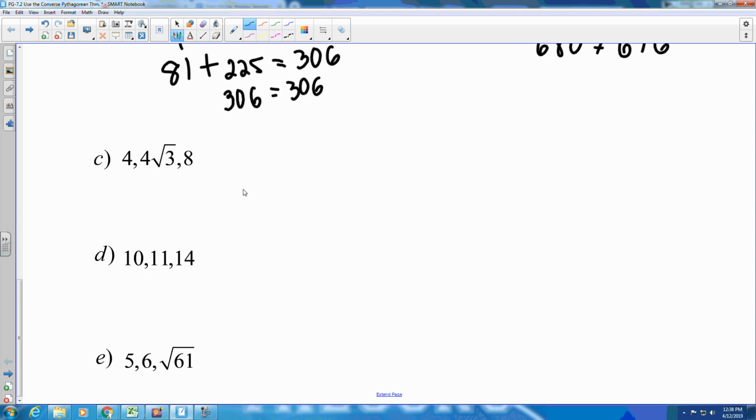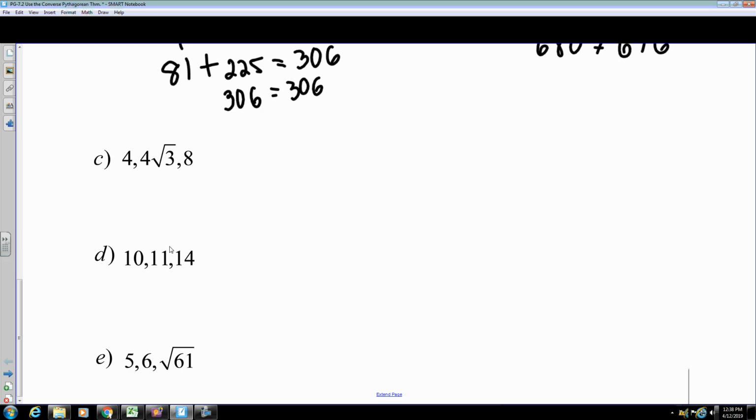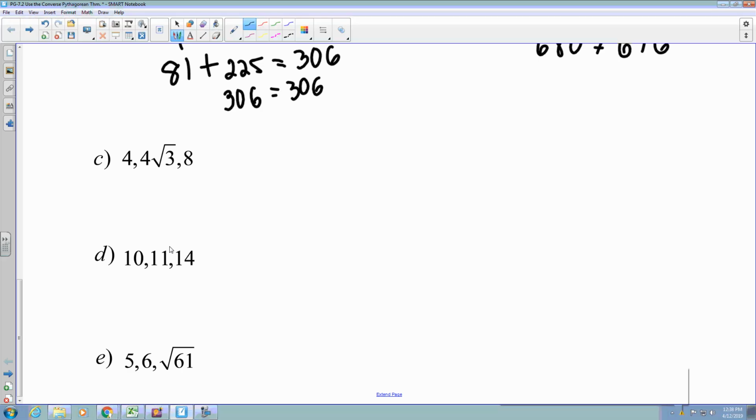Sometimes they will just give us measurements without giving any drawing itself. If you want to make a drawing, that's up to you. Most of the time, you just have to figure out what is the largest value. Again, I got 4 times the square root of 3. The square root of 3 gives you 1.73, and you multiply that by 4. That gives you 6.92, so that's not the largest one. The largest one in this case is 8.